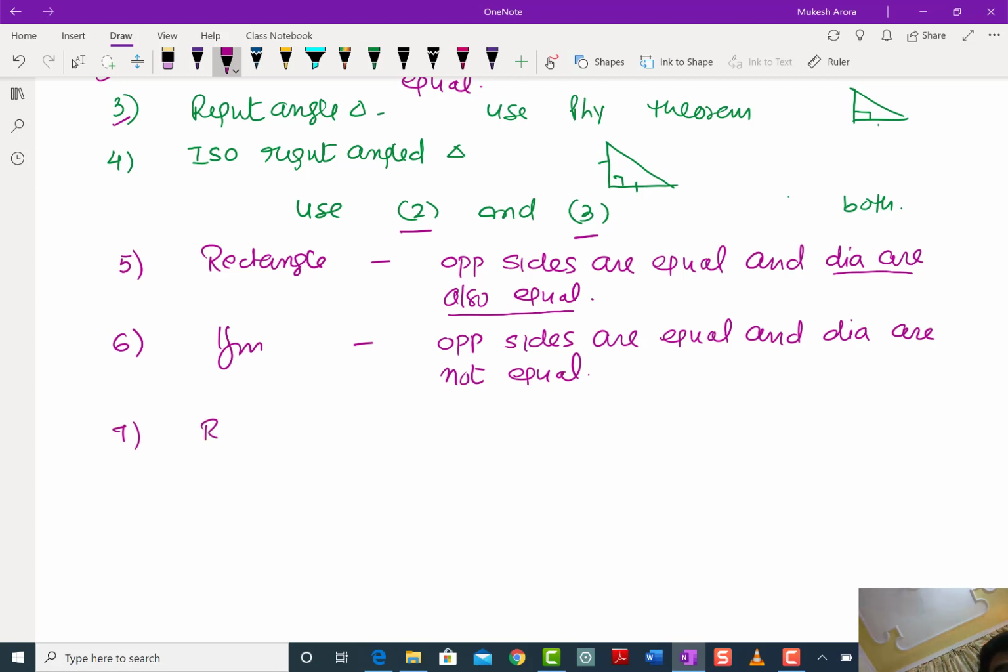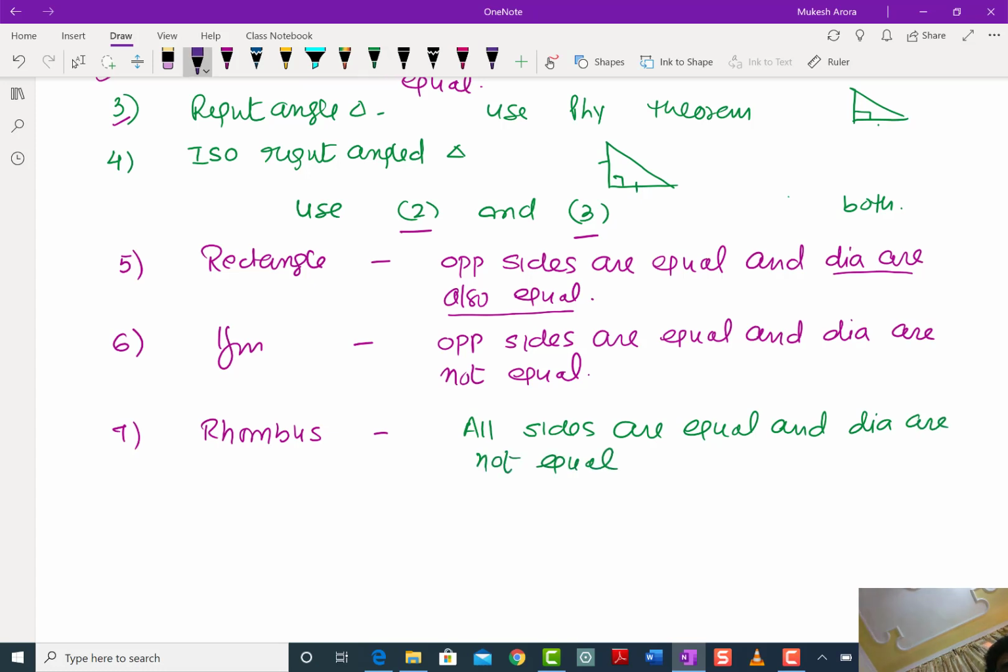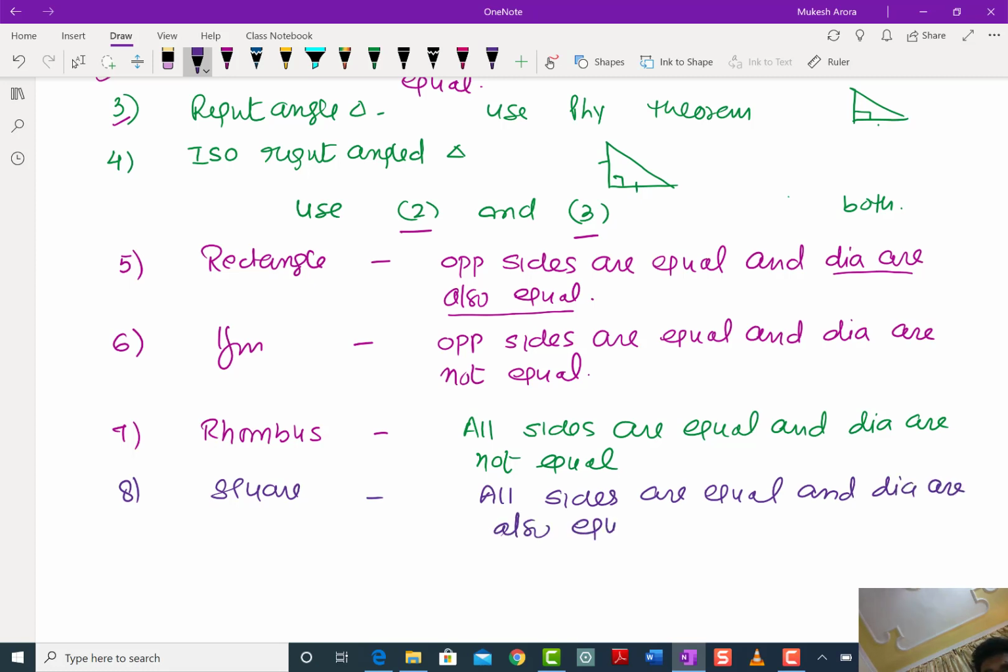Seventh, rhombus. All sides are equal and diagonals are not equal. And in a square, same, all sides are equal and diagonals are also equal. So we have to take a pause here for a minute.